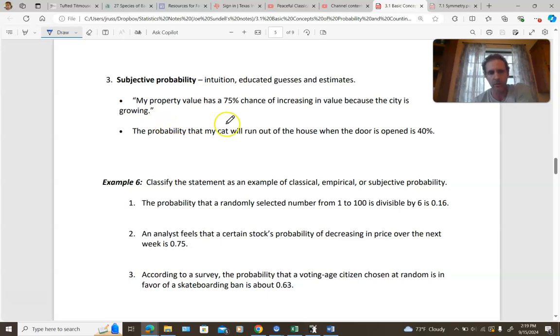Here's another example. The probability that my cat will run out of the house when the door is opened is 40%. Now, a statistic like this could be obtained empirically. Every time you open the door, you could literally count the number of times your cat runs out, and then from that you could come up with an associated probability like this. But in most cases, if somebody were to say this, which I don't know that anyone actually does, this would be more subjective.